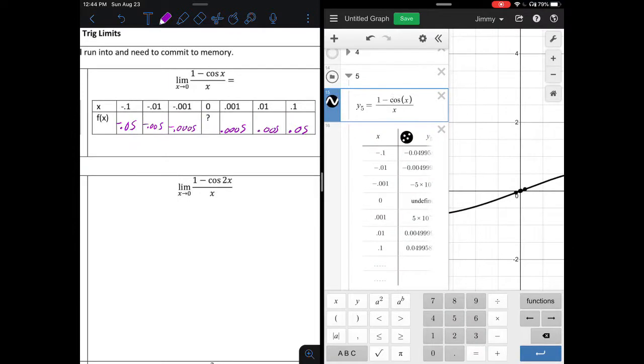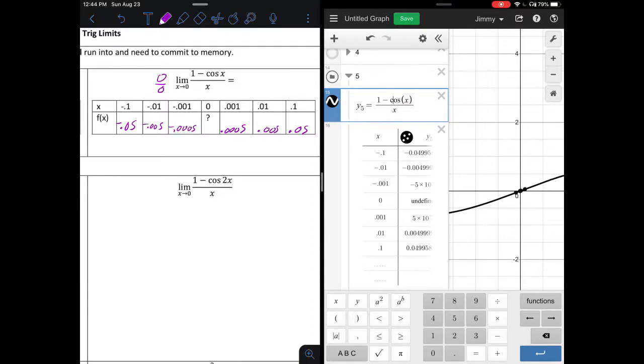Okay, a second very common limit that you'd see from time to time is the limit as x approaches 0 of 1 minus cosine of x divided by x. If I did direct substitution, my denominator is 0. My numerator, 1 minus cosine of 0, would be 1 minus 1. That's also 0, so indeterminate form.